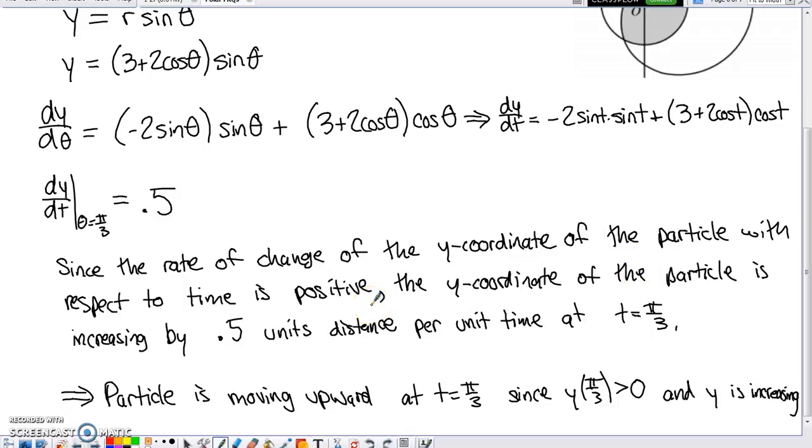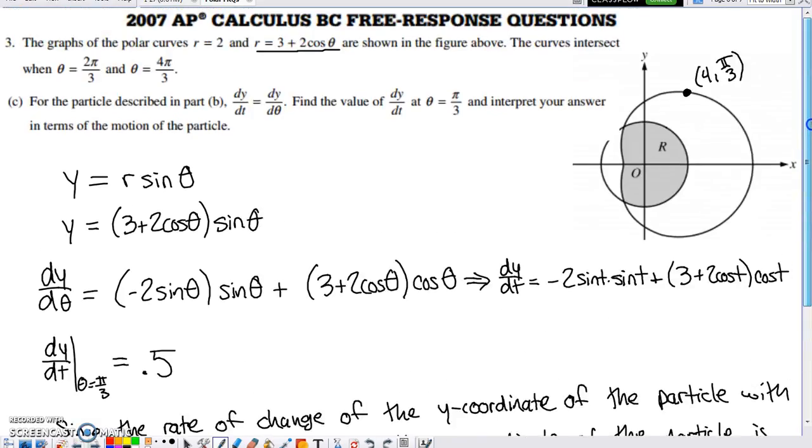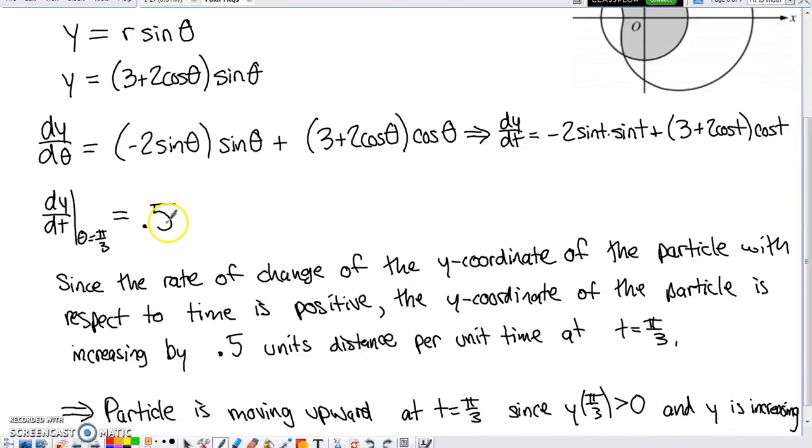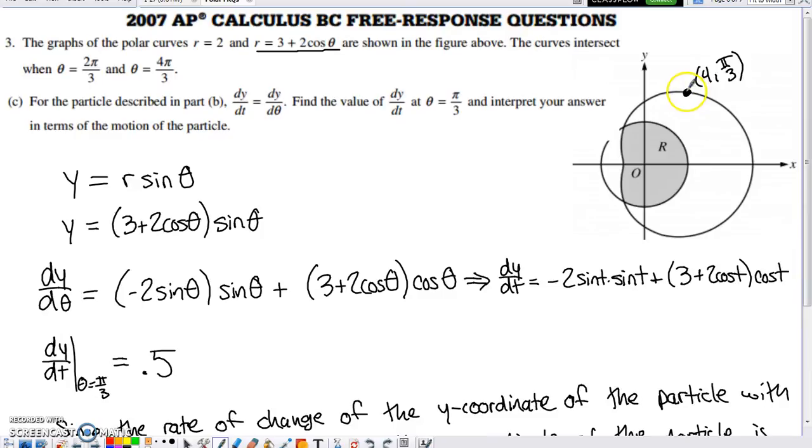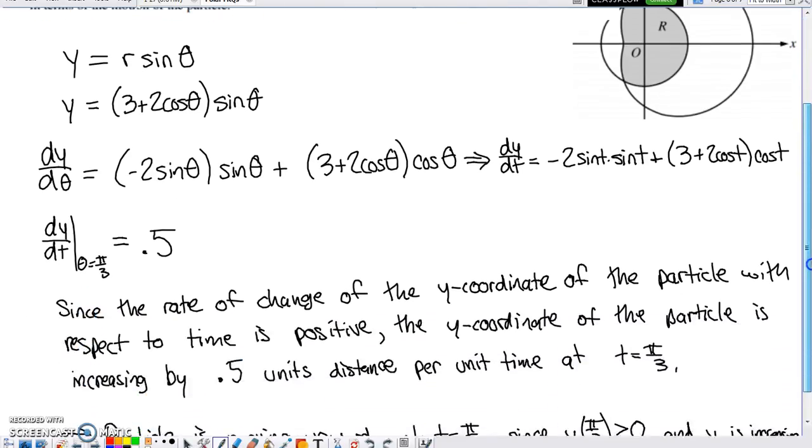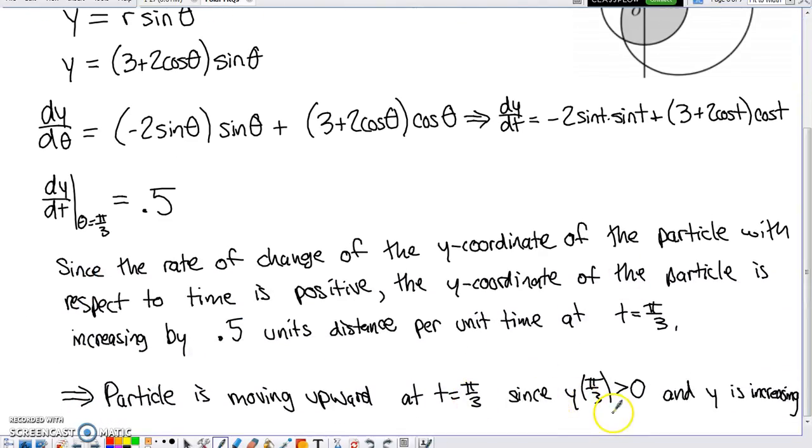Which direction is the particle moving in the y direction? Well, I looked at my graph, and I have the point 4 comma pi by 3 up here toward the peak of the limaçon. My particle is going to be increasing for just a tiny bit more. It's not increasing quickly, right? But the y-coordinate of the particle is increasing by 0.5 units distance per unit time at this time. So we're almost done increasing with our y-coordinate. We're about to reach the peak up in here somewhere, and we're going to start decreasing. But at this moment in time, since the y-coordinate is positive and the rate of change of the y-coordinate is positive, we know the particle is moving upward at this moment in time.